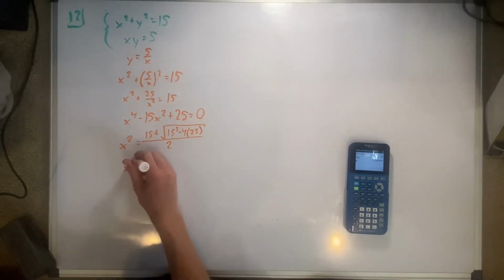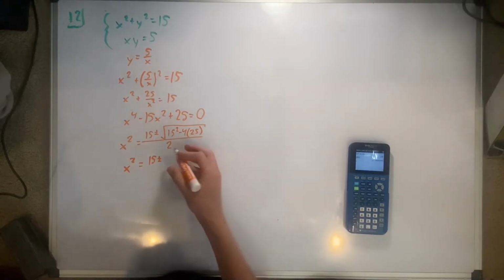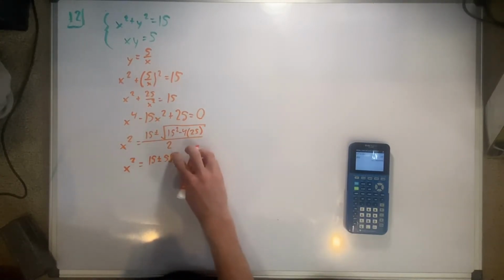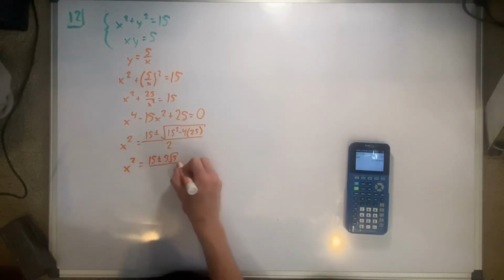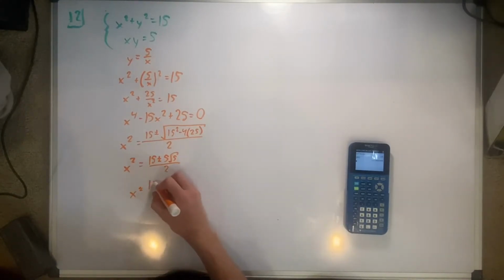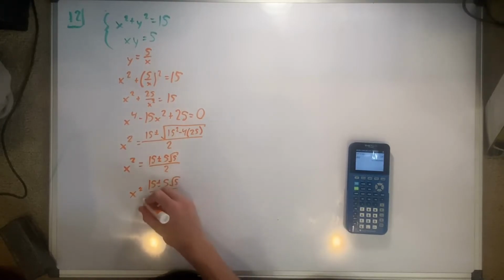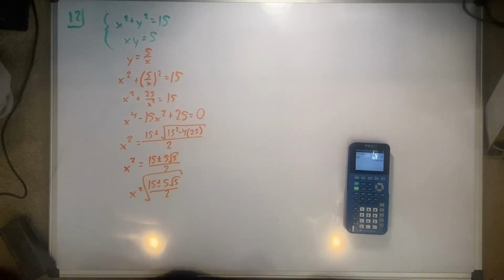So we have x squared is equal to 15 plus or minus 5 rad 5, because that's the simplified version of rad 125. So 5 rad 5 over 2. And then we would radical it again. X is equal to 15 plus or minus 5 rad 5 over 2, all under a radical again.